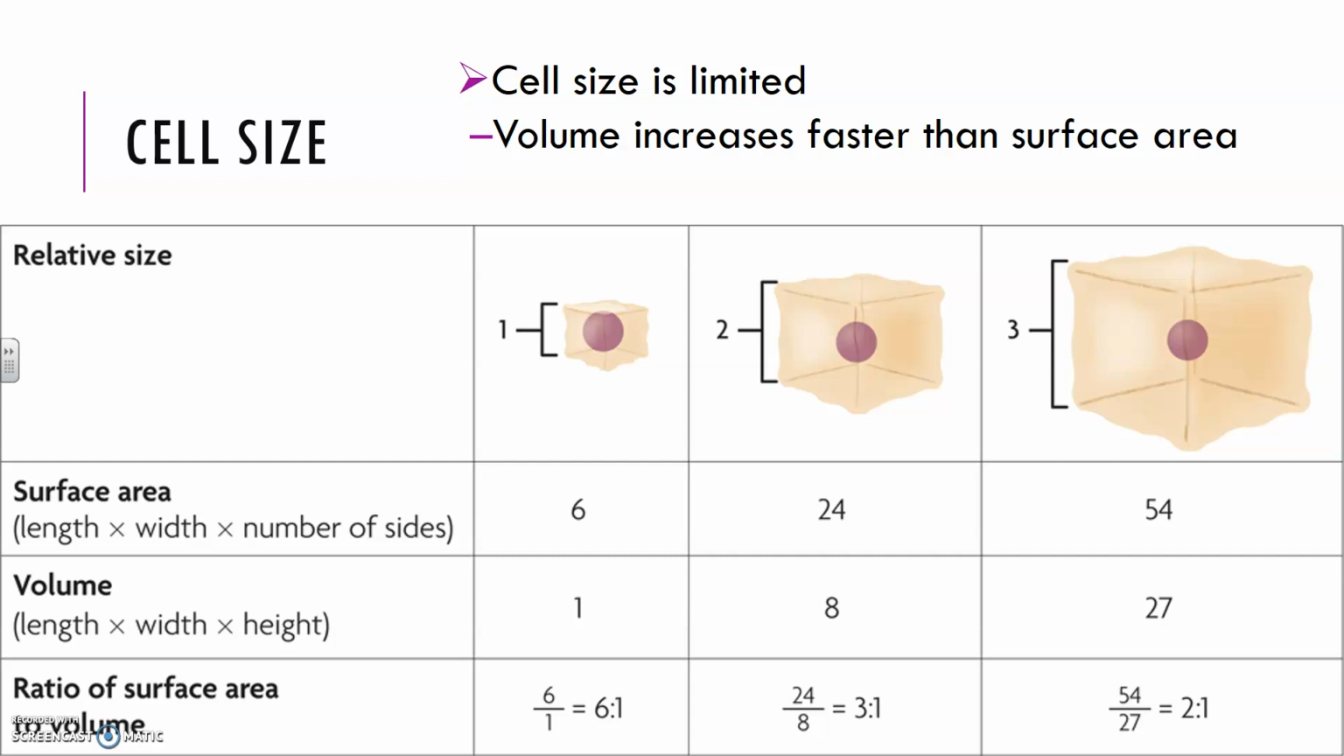Because the surface area is where the cell actually contacts its environment. It's where it picks up its nutrients. It's where it picks up cell signals from other cells, where it gets its messages from the brain, all different kinds of things like that.